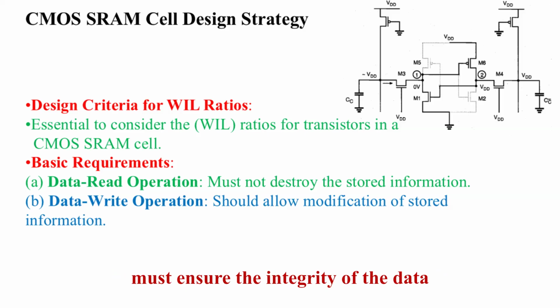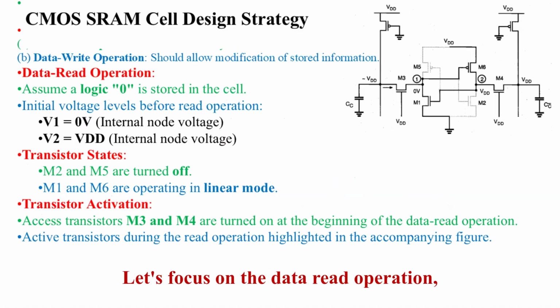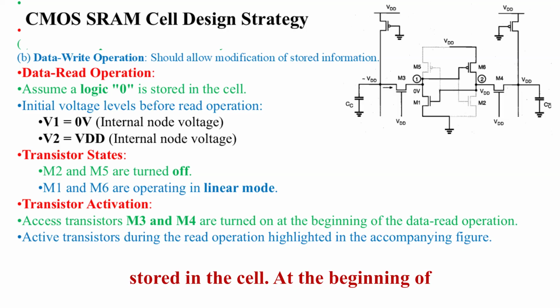We must ensure the integrity of the data during this process. 2. Data write operation. The cell must allow for the modification of stored information when writing new data. Let's focus on the data read operation, assuming that a logic 0 is currently stored in the cell.